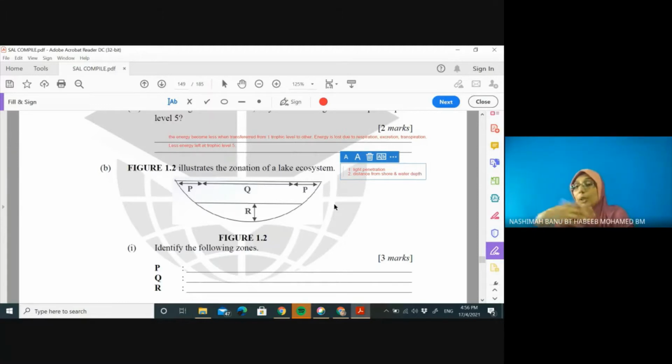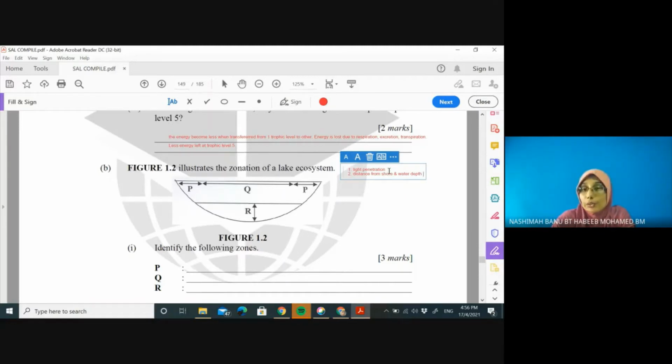Allow me to mix the language. Jadi distance from shore and water depth, jadi jarak daripada darat dan juga kedalaman. And another one is light penetration, so berapa banyak penetrasi light yang boleh kena sehingga ke dasar ke ataupun tidak. So zonation pada tasik adalah berdasarkan 2 faktor ini.